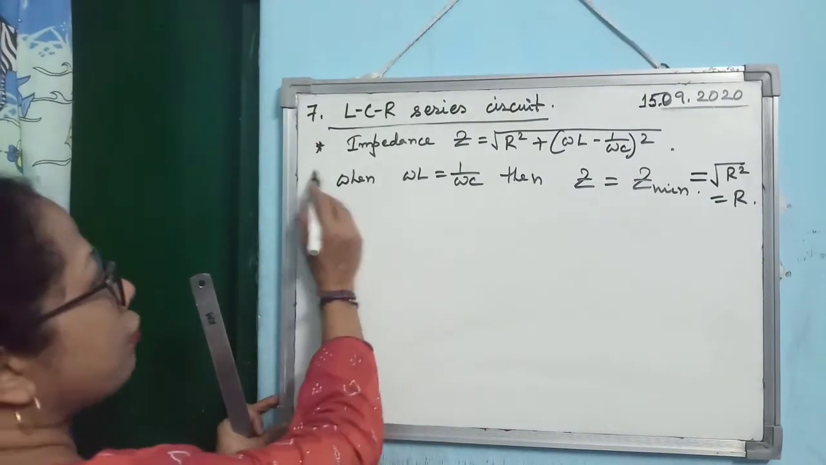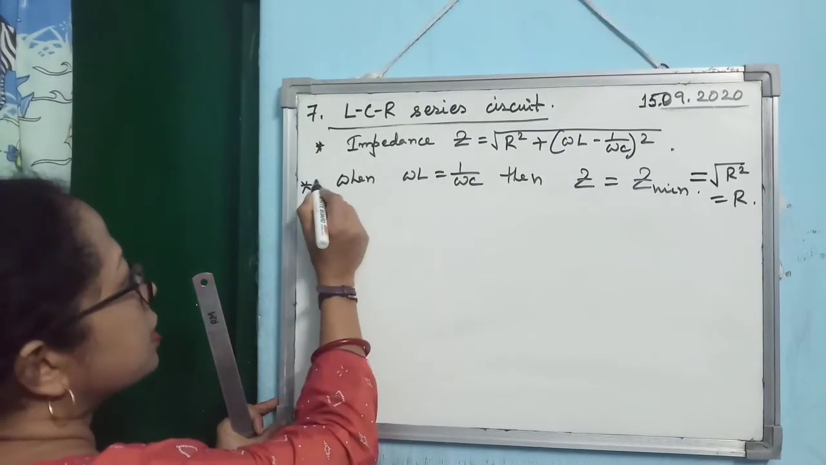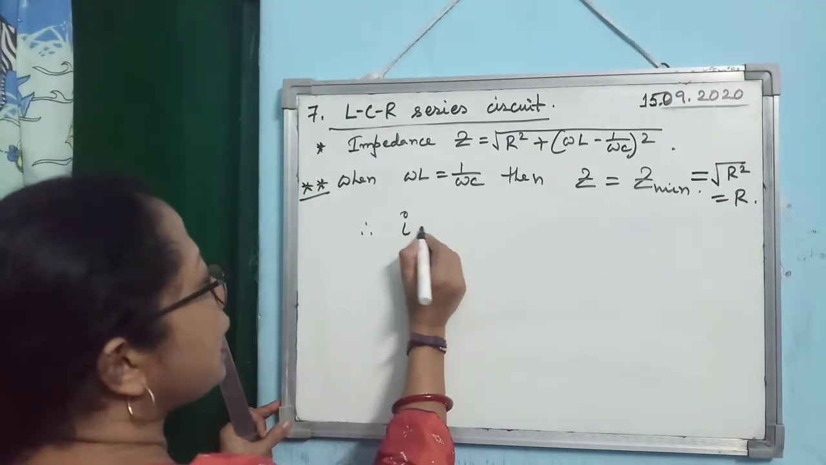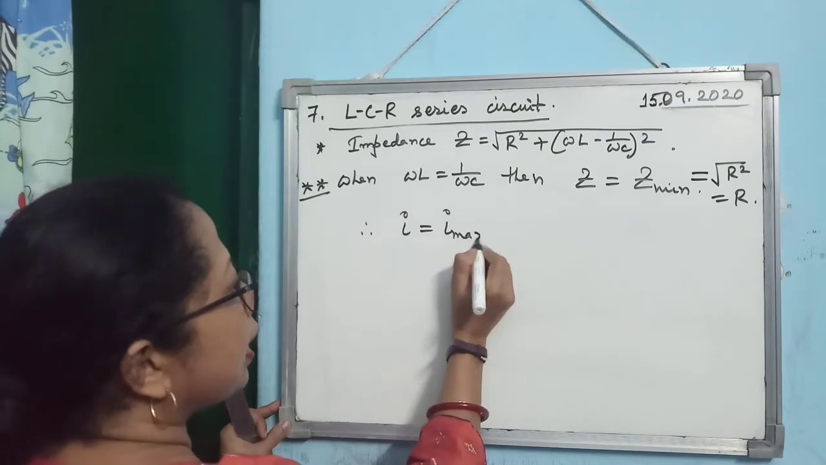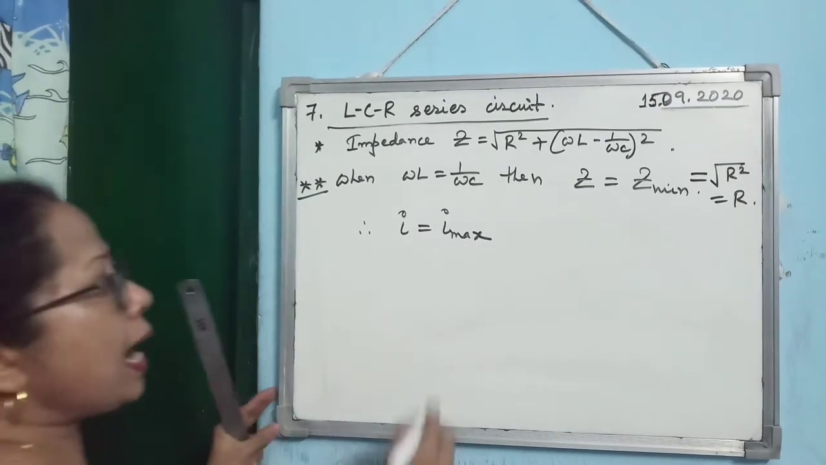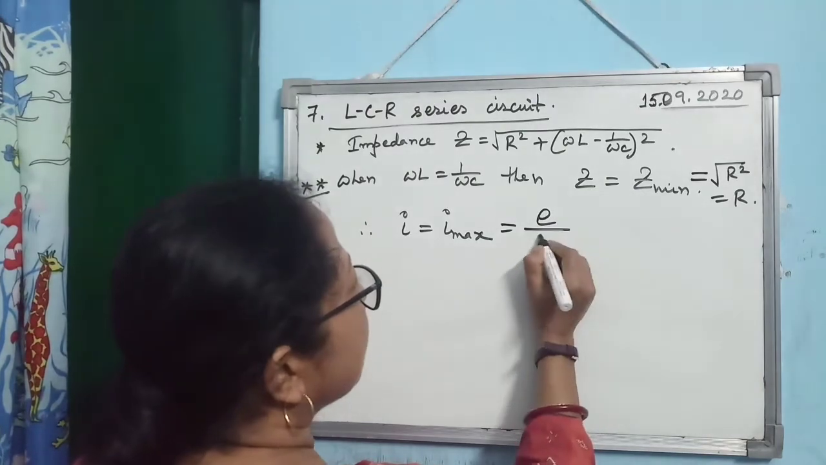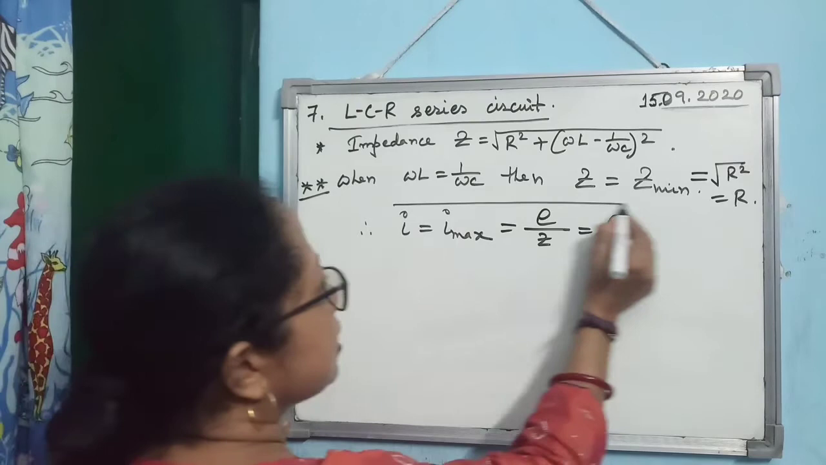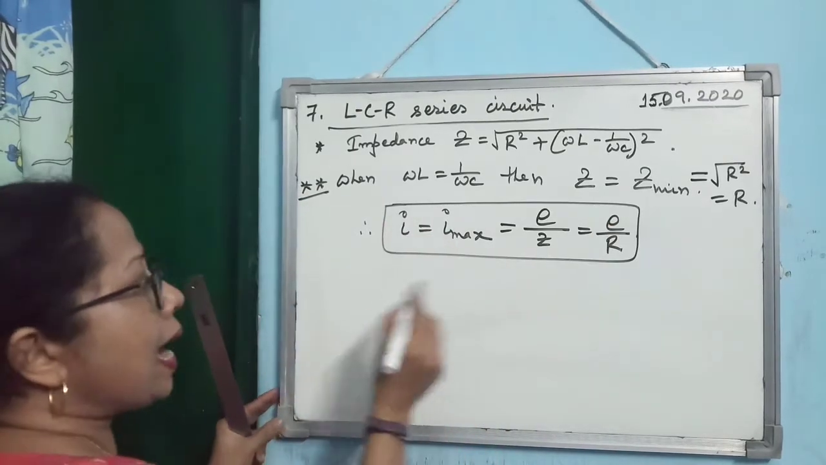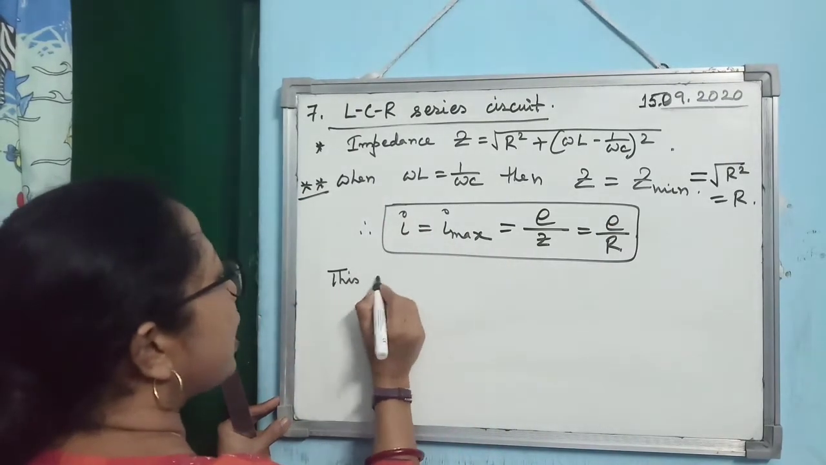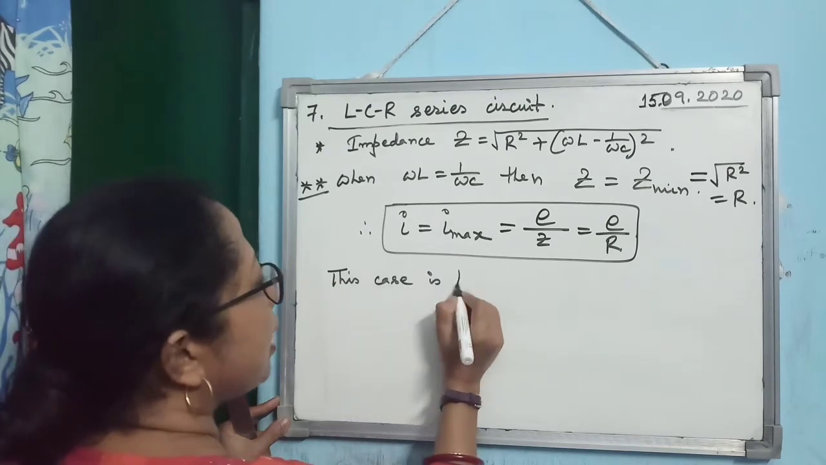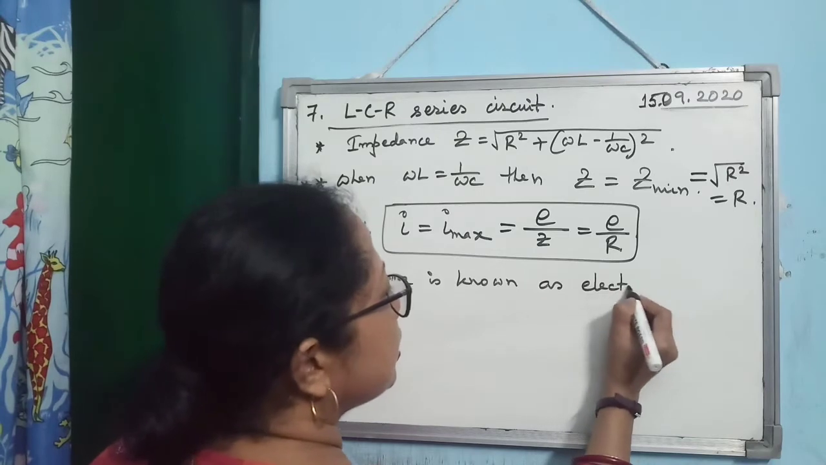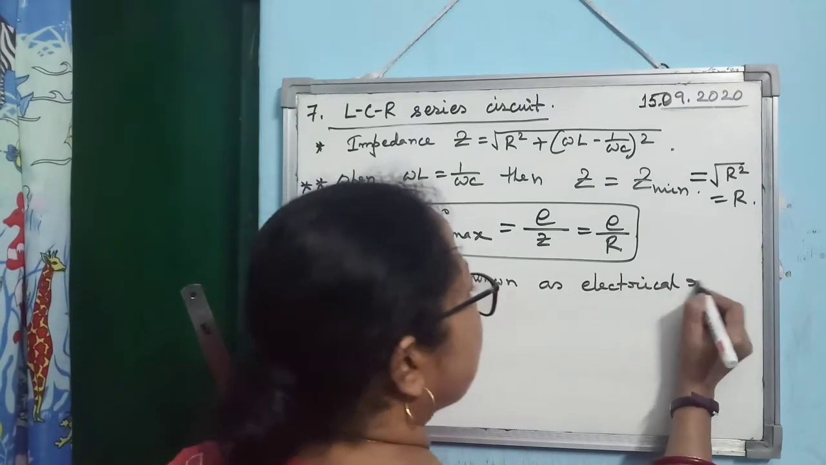So this is a very important point. You must learn and remember it. Z becomes minimum, therefore I becomes maximum. Current becomes maximum. And what is the maximum value of the current? E by Z, means E by R. This is the point you have to remember. And this case is known as electrical resonance.